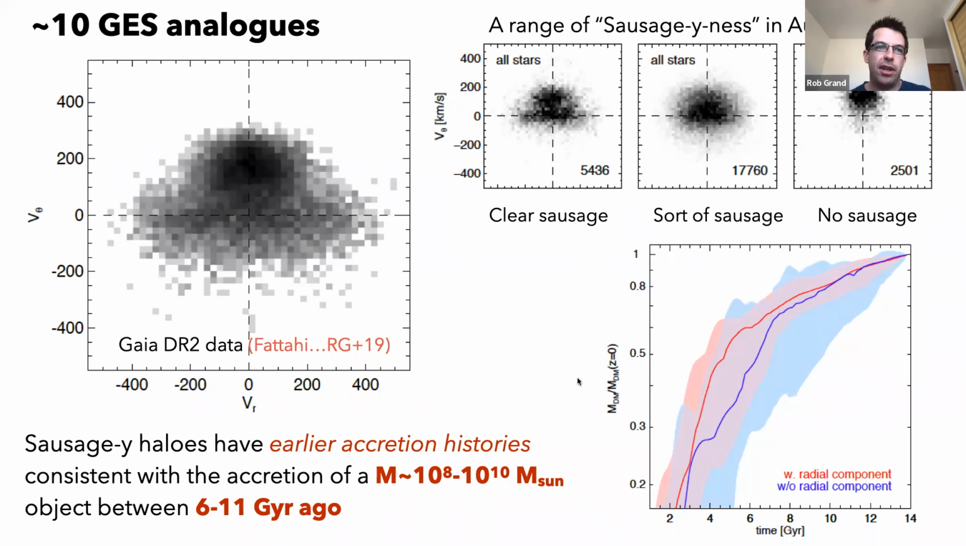And this early accretion history seems to be dominated by a single object. In some cases, you get a companion object as well. But mainly there's a dominant accretion event with a mass between about 10 to the 8 and 10 to the 9 solar masses. And there's also a wide range of possible accretion times that we found from our simulations, between 6 and 11 Gyr ago. So we can't get super strict constraints on the progenitor from this analysis alone.